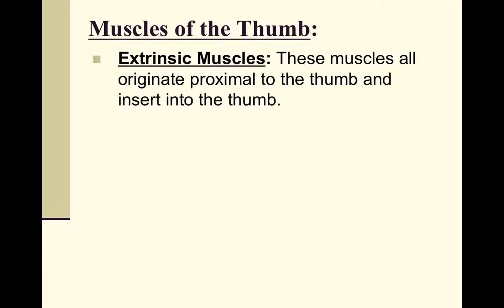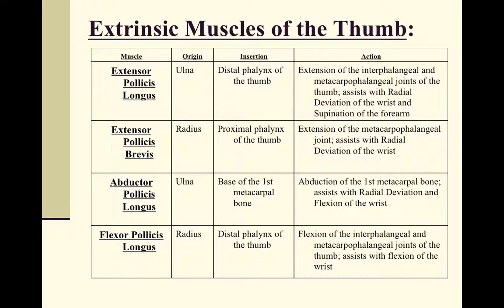All right, then we've got the extrinsic muscles of the thumb, and there's four of them, okay? Two from the ulna, two from the radius. Pollex, P-O-L-L-E-X, is the Latin word for the thumb. If you remember, when we talked about the foot, hallux was the Latin word for the big toe. So we have hallux in the toe, pollex in the wrist, okay?